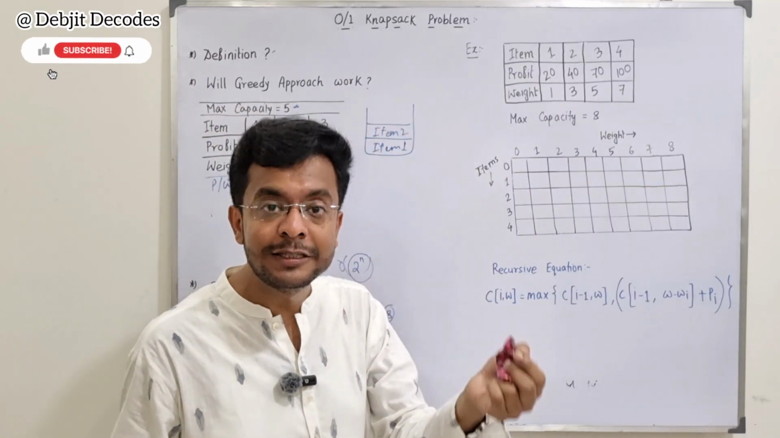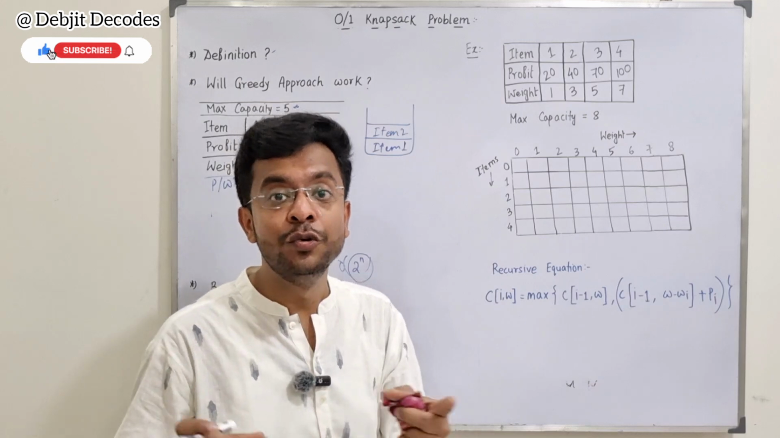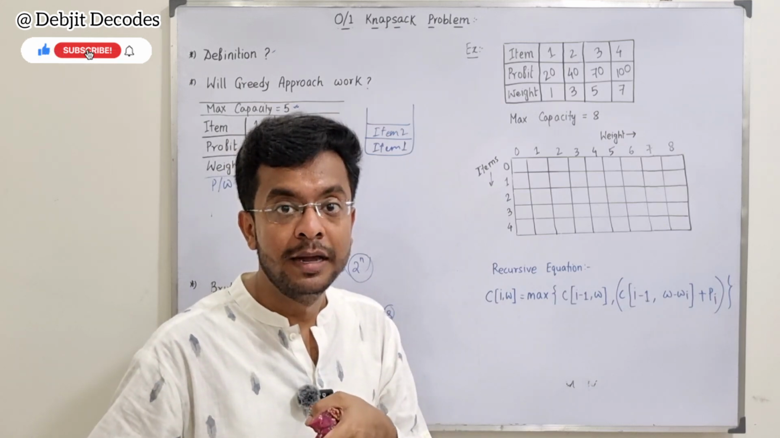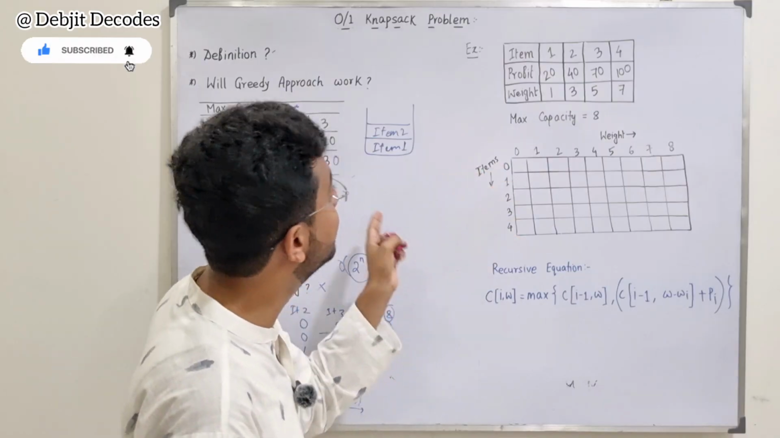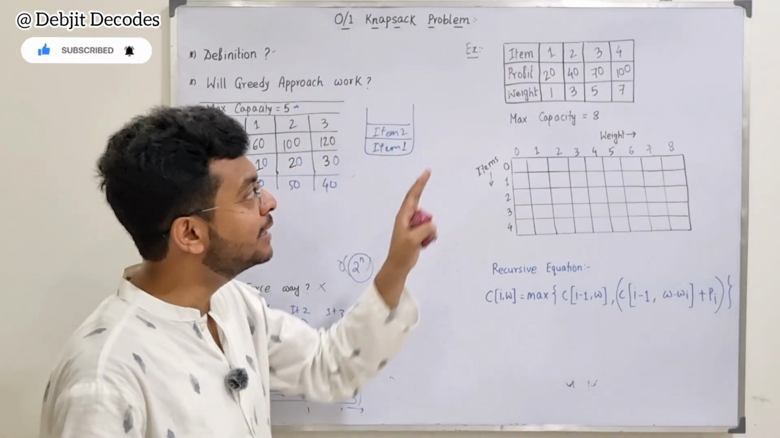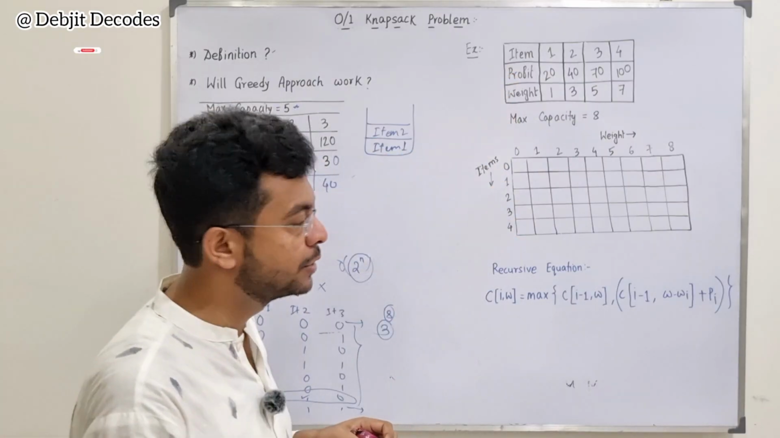I have talked about in the last video. The first thing is there should be an optimal substructure and overlapping subproblems. How these concepts come in here, I will be telling. But first, I will be solving this one. Then I am coming to this one.